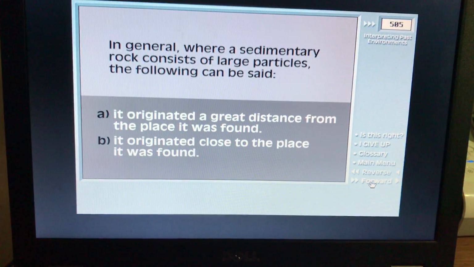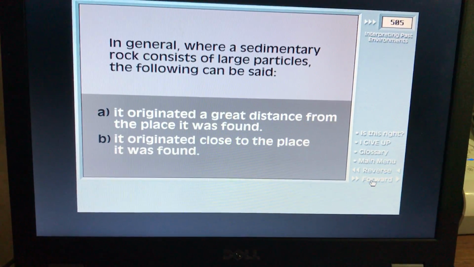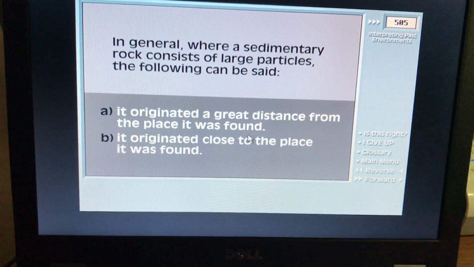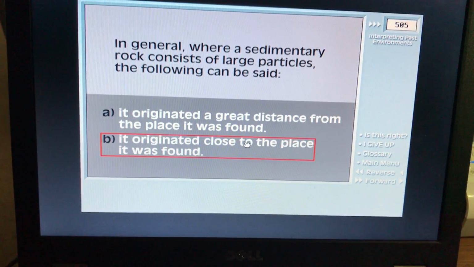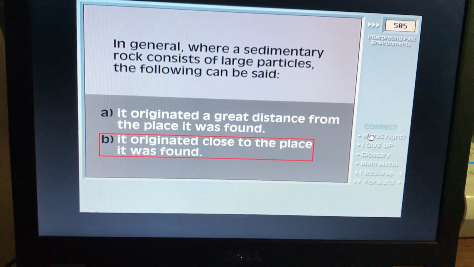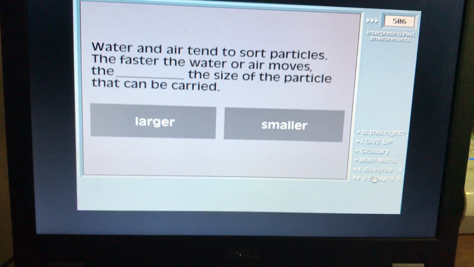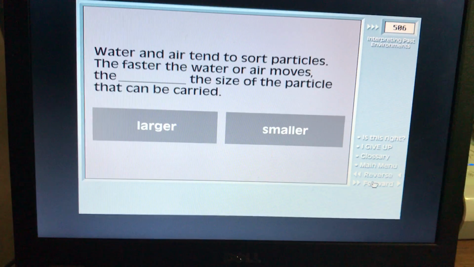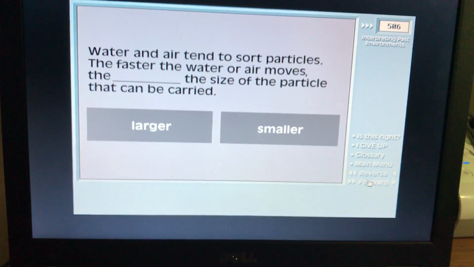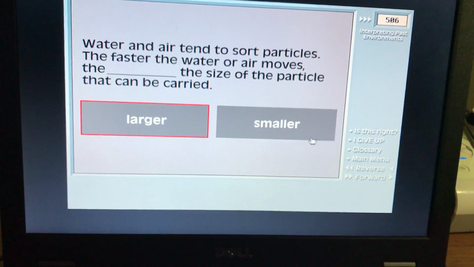In general, where a sedimentary rock consists of large particles, the following can be said. Water and air tend to sort particles. The faster the water or air moves, the size of the particle that can be carried. What do you think? You say larger?